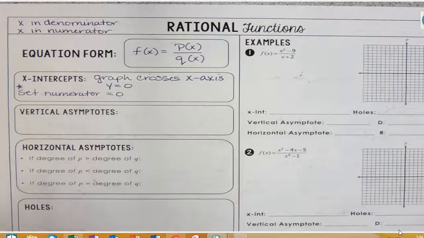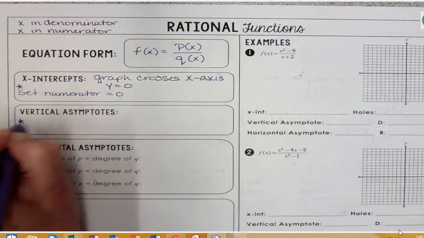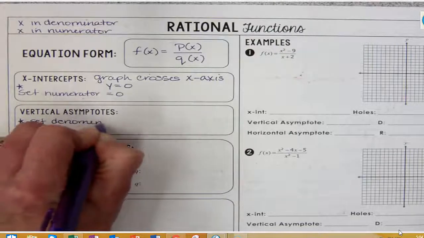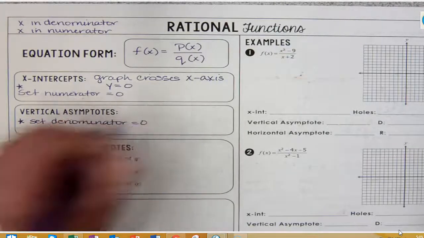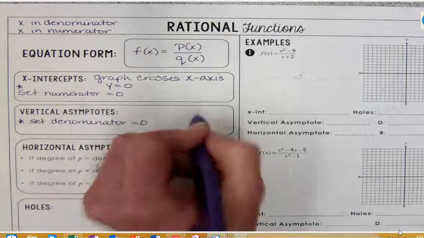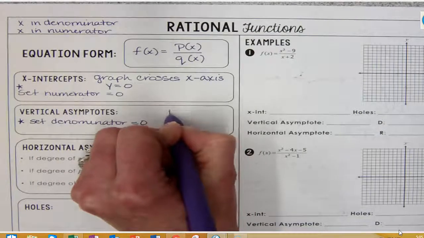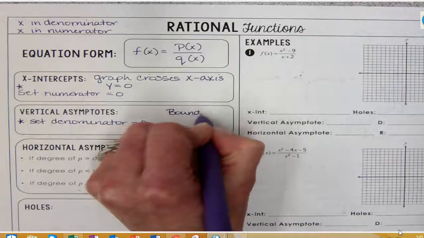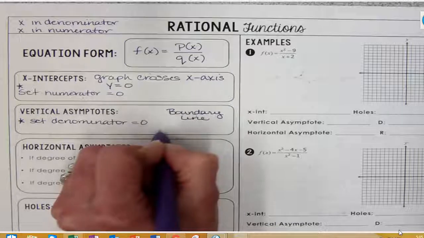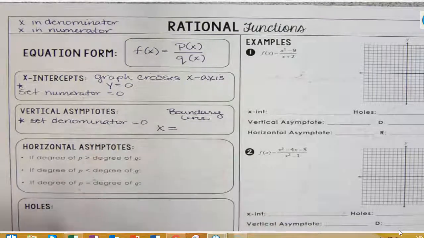Your vertical asymptotes are basically the same as we've been doing before. You set your denominator equal to 0, and that will give you your vertical asymptotes. This is going to be a vertical line. It's a boundary line, and you must put x equals. Do not forget that.